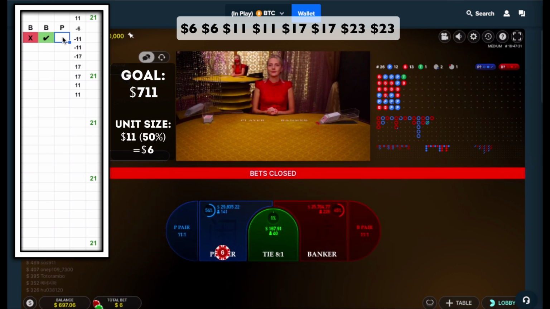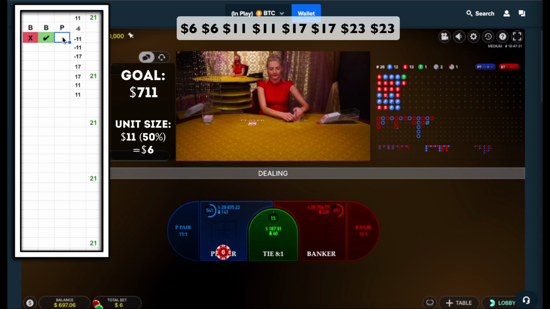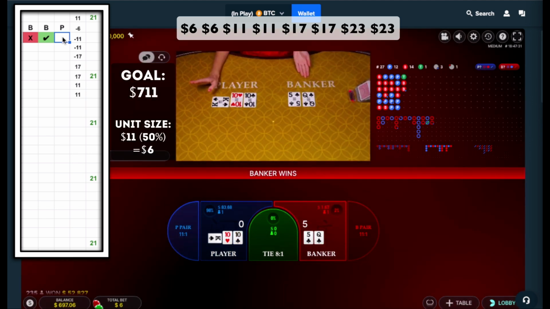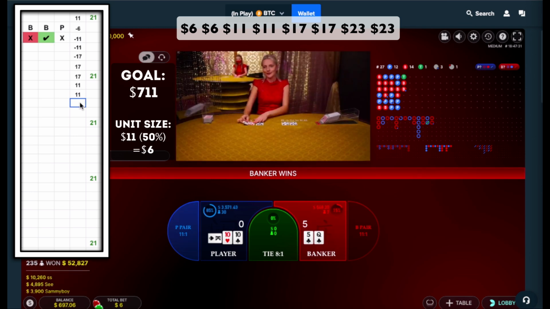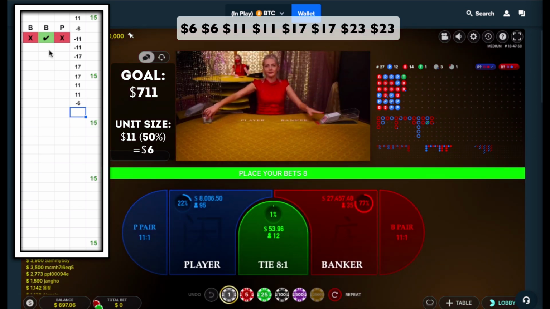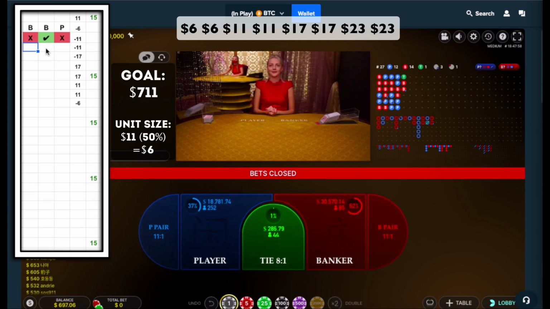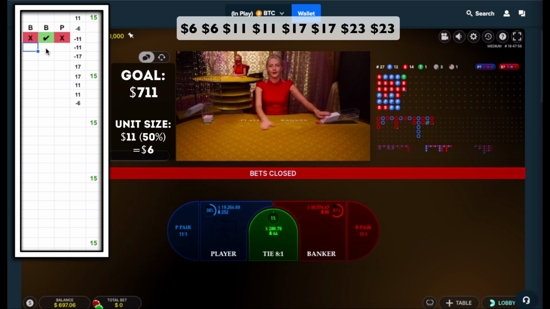We have a nice little win streak going here. Let's see if that continues. Nope, banker wins. X, minus 6. Our next betting spot is the middle spot. All right, so after this free hand, I will place a bet on the check mark, banker, for $11 because we are on step number 3 again of the betting progression, okay?